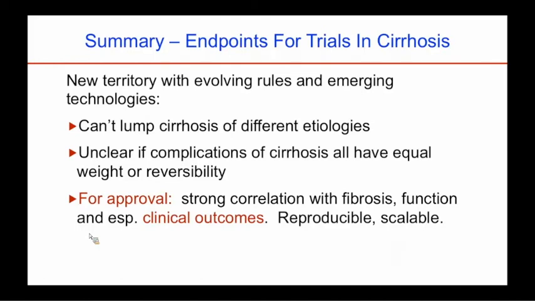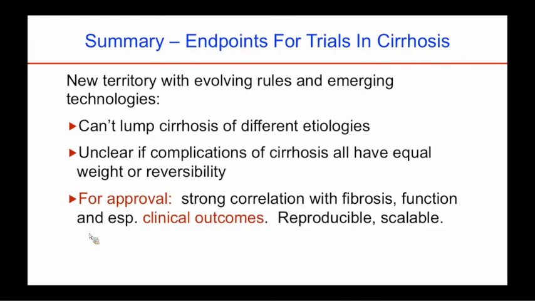So some things I think we can say already. I think most of us believe, and the FDA has made clear, that we can't yet lump cirrhosis from different etiologies. We don't know if complications of cirrhosis all have equal weight or likelihood of reversibility. For drugs that need to be approved, there has to be a strong correlation with fibrosis and function, and especially clinical outcomes. And whatever test is used has to be reproducible, meaning if you do it on a different day at a different place, you get the same result. And it has to be scalable.